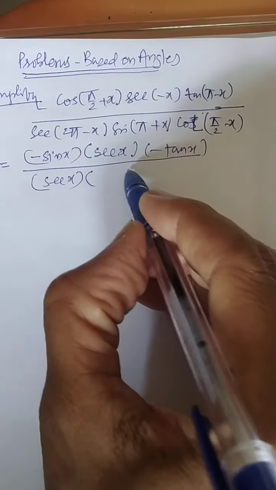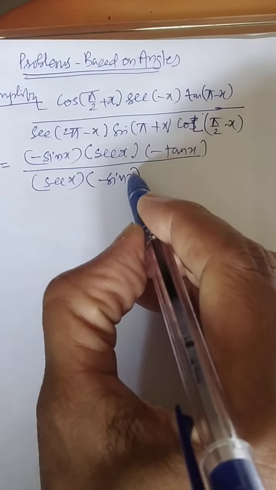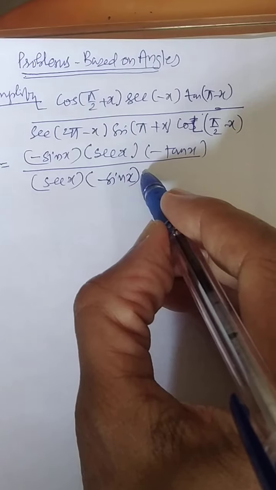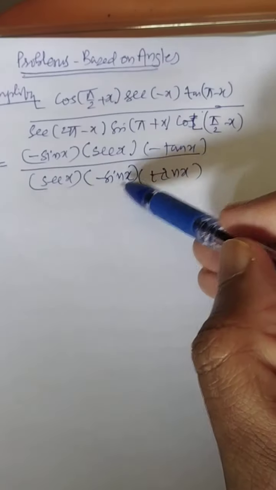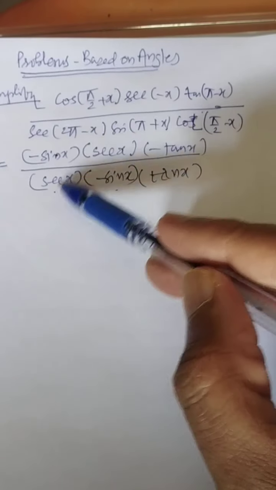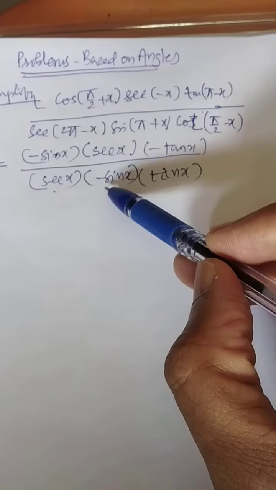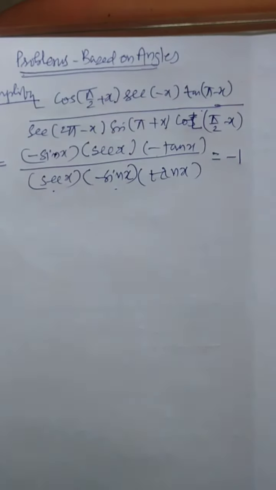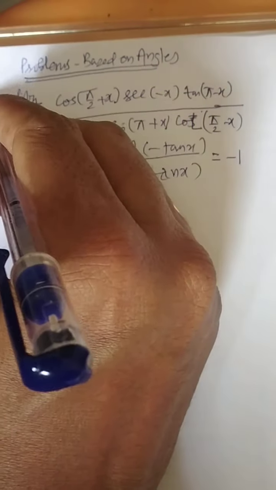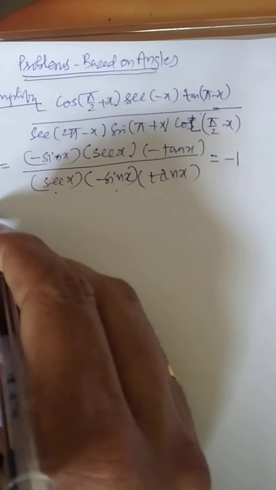In this place, you can write minus sin x, and over here you can write tan x. Look here, this tan x will get cancelled, this sin x will get cancelled. Over here this sec x, 2 places negative and 1 place negative. If you simplify further, you will get the answer as minus 1.